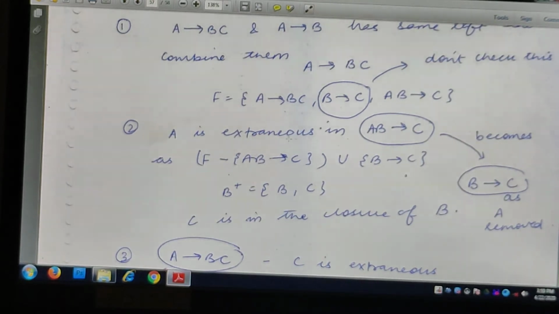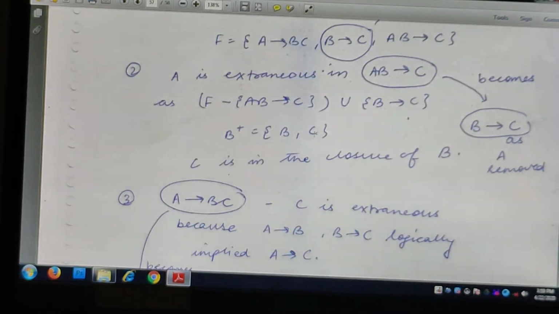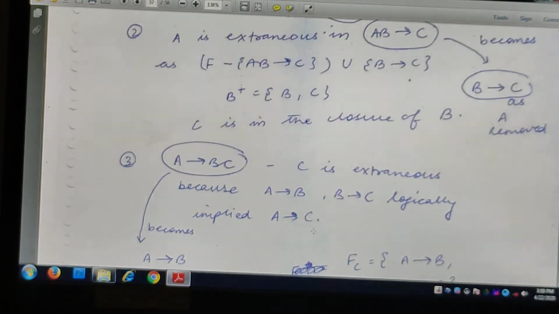Now we will check for a to bc. Is c extraneous? Yes, you can see c is extraneous, because if I remove c from here, I am left with a to b. I already have b to c in the upper point of my question. If I remove c, a to b and b to c logically imply a to c using the transitive Armstrong axiom.